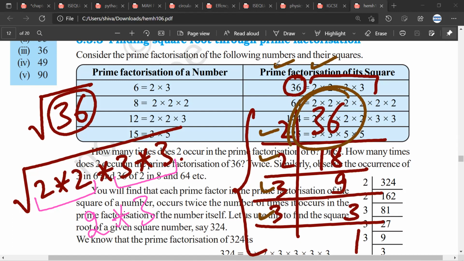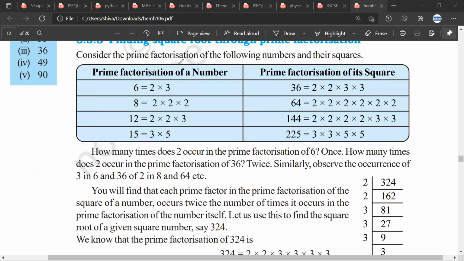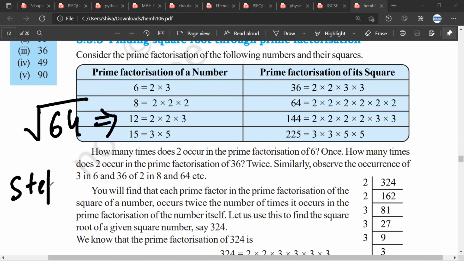So let us try to understand this again, because the first time it becomes a bit confusing. Let us take another example. These are very good numbers. All the numbers here, look. If I want to find the square root of 64, what do I do? Note it down. Step 1: do prime factorization.